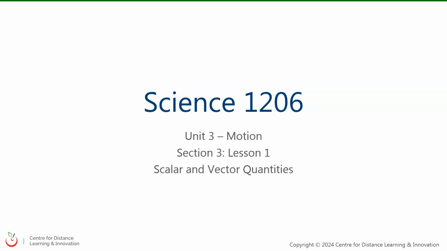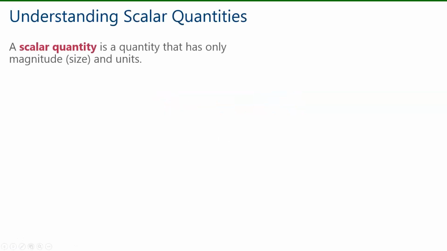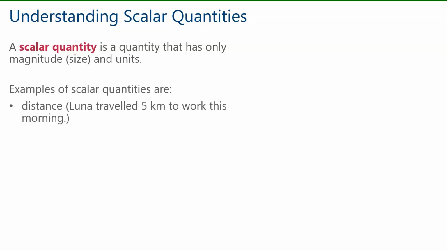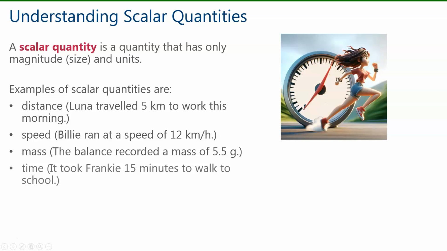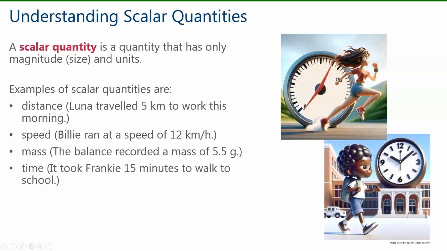Let's begin. A scalar quantity is a quantity that has only magnitude, which is size, and units. Some examples of scalar quantities are distance. For example, Luna traveled 5 kilometers to work this morning. Speed. Billy ran at a speed of 12 kilometers per hour. Mass. The balance recorded a mass of 5.5 grams. Time. It took Frankie 15 minutes to walk to school. And temperature. It is 32 degrees Celsius today.